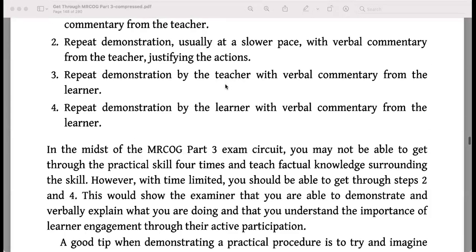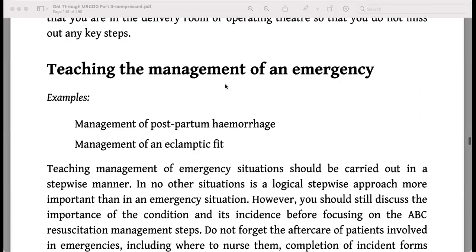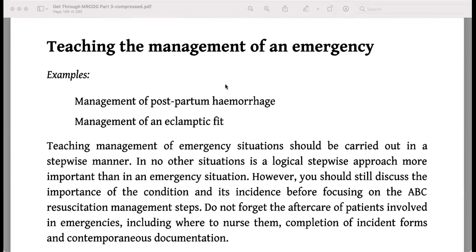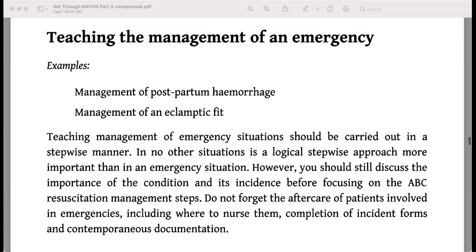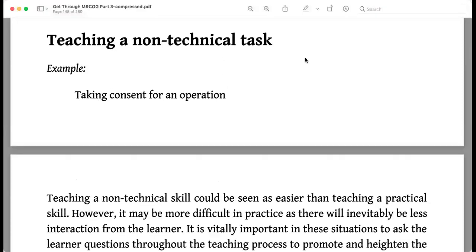Here also are teaching examples of management of an emergency, like postpartum hemorrhage teaching or management of eclamptic fit. Sometimes also they will ask about teaching of CTG. So be careful of such stations that might appear in your exam.